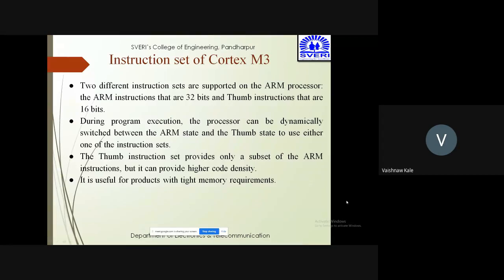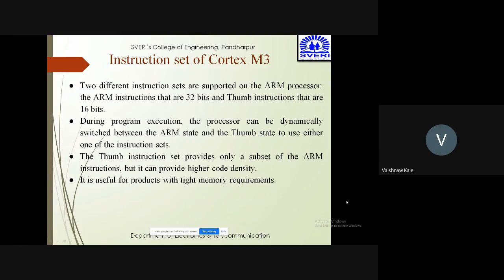During program execution, the processor can dynamically switch between the ARM state and Thumb state. So दोनों instruction set के बीच में वो dynamically switch हो सकता है. In order to use either one of the instruction sets, कोई भी एक instruction वो इस्तेमाल कर सकता है. Suppose वो ARM state में instruction use कर रहा है और उसको Thumb state में जाना है तो switching कर सकता है. But at a time only one of the instruction sets can be used. I'll tell you how both can be used in a further slide.